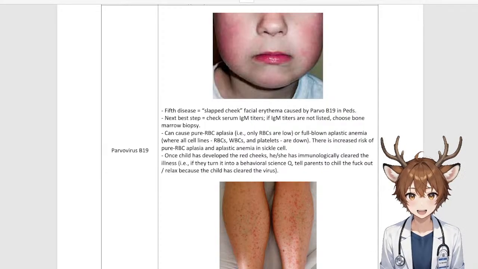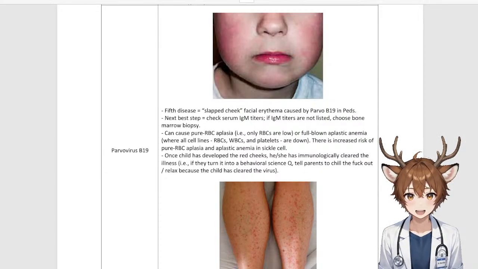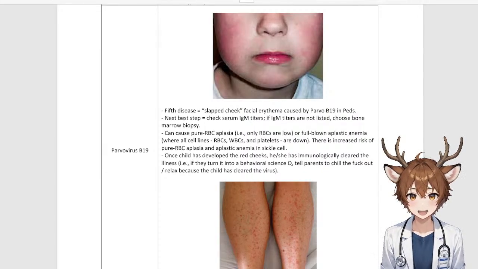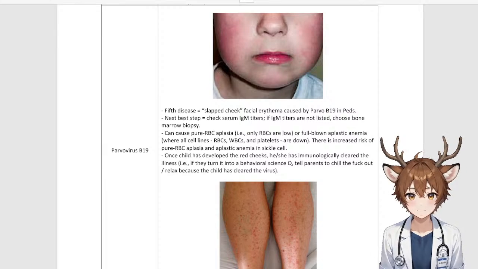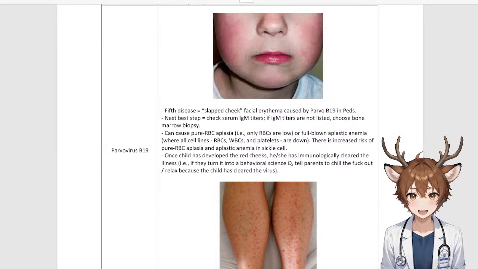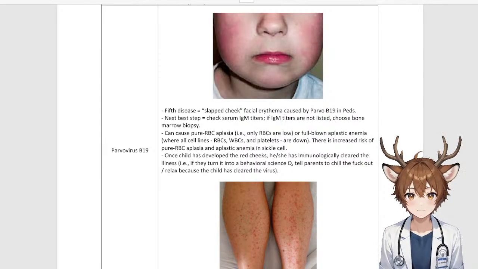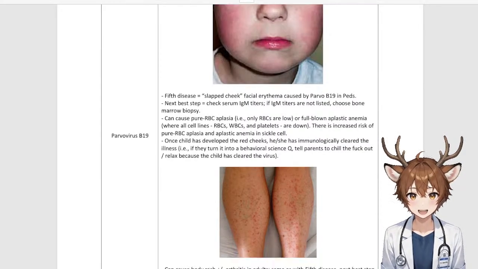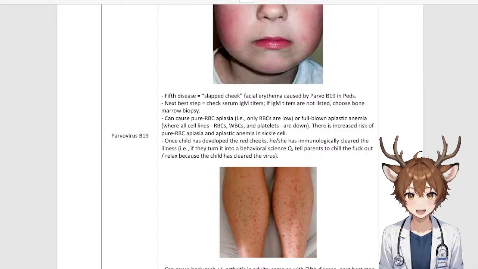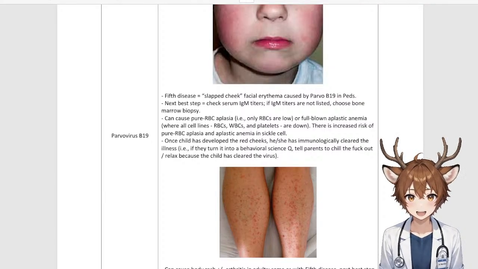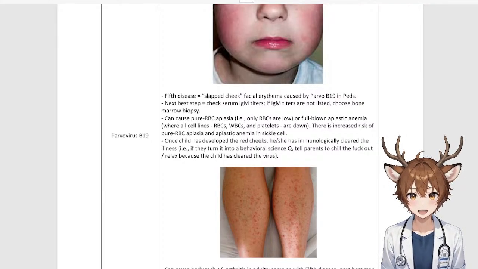Once a child has developed the red cheeks, he or she has immunologically cleared the illness. That is to say, if they turn it into a behavioral science question, tell the patients to chill out and relax because the child has cleared the virus. It can cause body rash plus or minus arthritis in adults, same as with fifth disease. Next best step is checking the serum IgM titers.